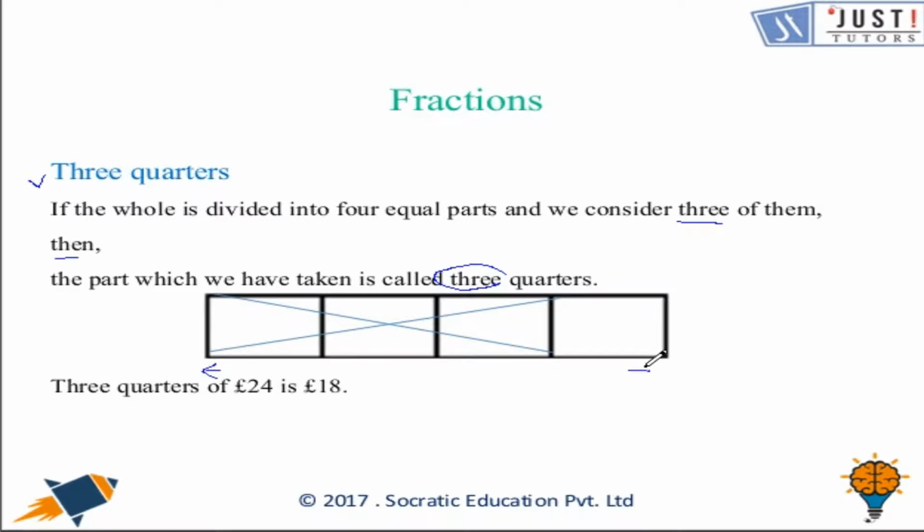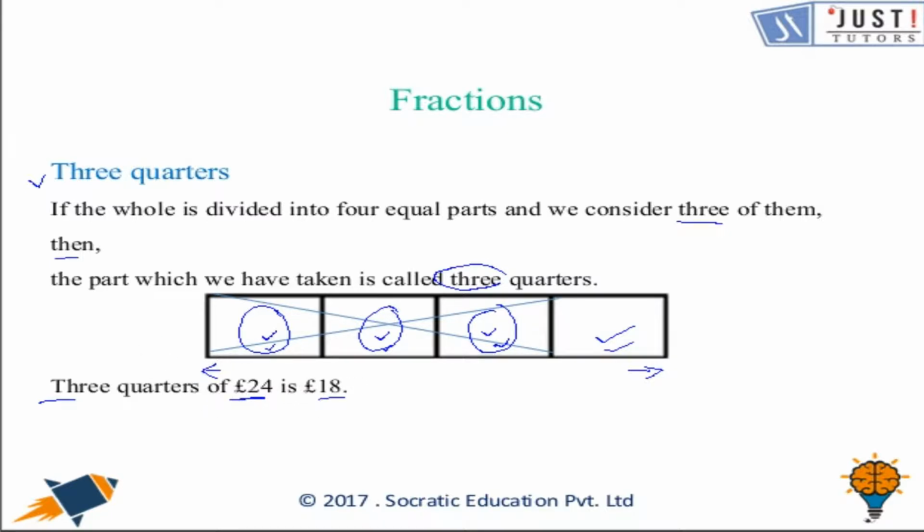Now let's have a look at this one whole bar. From here to here, this is one complete whole bar. If we look inside, this whole bar has been split into 4 equal parts. That means each part is 1/4. Now if you take 3 of them together, this one and this one, you make 3/4. For example, 3/4 of 24 pounds would be 18 pounds.